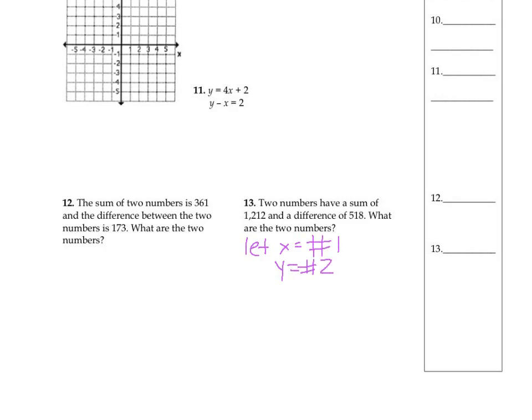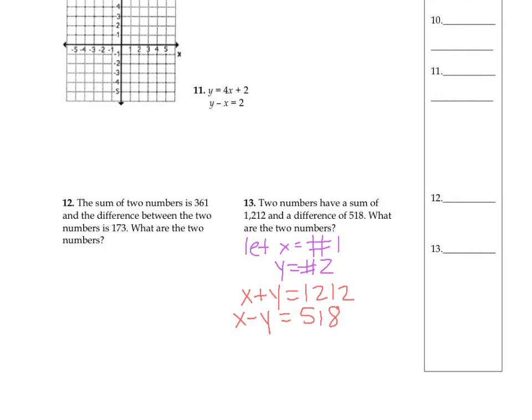And then we need to make a system of equations using the sentences. So we know two numbers have a sum of 1,212. Sum means add, so we can write x plus y equals 1212. And then they have a difference of 518, so we can write x minus y equals 518. And then we want to solve for x.